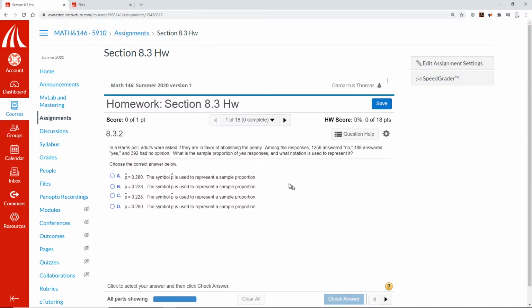Here's a question. In a Harris poll, adults were asked if they are in favor of abolishing the penny. Among the responses, 1,256 answered no, 488 answered yes, and 392 had no opinion. What is the sample proportion of yes responses, and what notation is used to represent it? Since it's a sample response, it's going to be p hat. So the answer is between A and C. And now we actually have to do this. We have to figure out how many said yes out of the total amount.